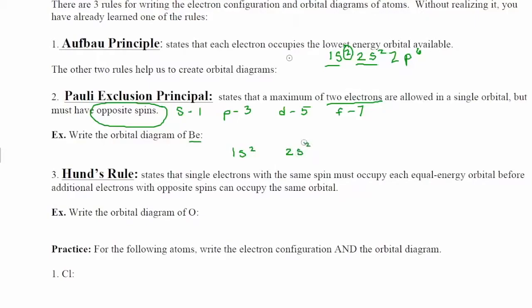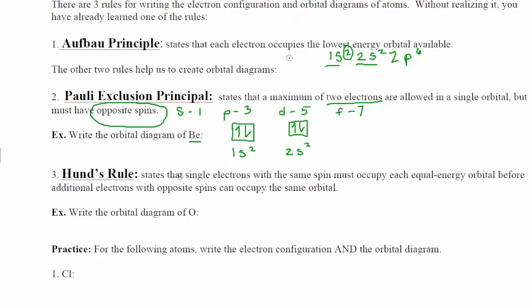Remember, for s, you only have 1 orbital, so you're going to draw 1 box, because we represent each orbital with a box. I've got 2 electrons in here, so I'm going to show 1 with a spin upwards and 1 with a spin downwards. They have opposite spins. Each half arrow, or you can do a full arrow if you want, represents 1 electron. Now for 2s, again, you only have 1 orbital, and again you've got 2 electrons. Not too bad. Beryllium's pretty nice and easy.